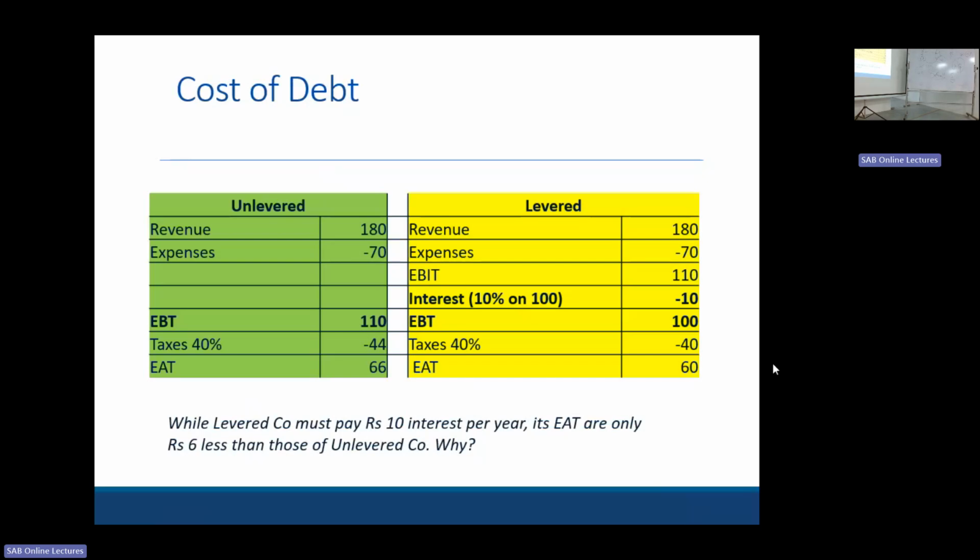Cost of debt. So what are the debt sources? It can be a bank loan, corporate bonds, or debentures. What is the difference between bonds and debentures? I think at that time I told you. Yes, what is the difference?